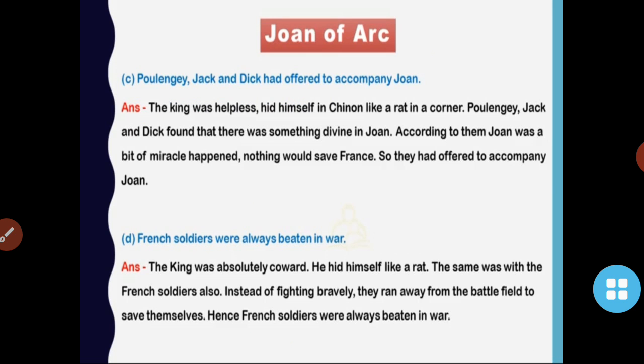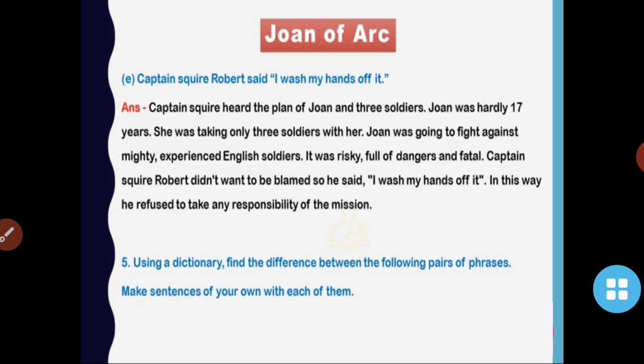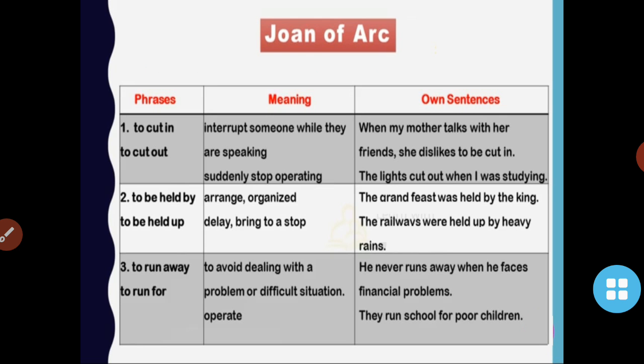And now C: Polengi, Jack and Dick offered to accompany Joan. And D: French soldiers were always beaten in a war. The answers for both C and D are given, so you can note it down. E: Captain Squire Robert says, I wash my hands of it. The answer is already given, you can note it down and write it for yourself.